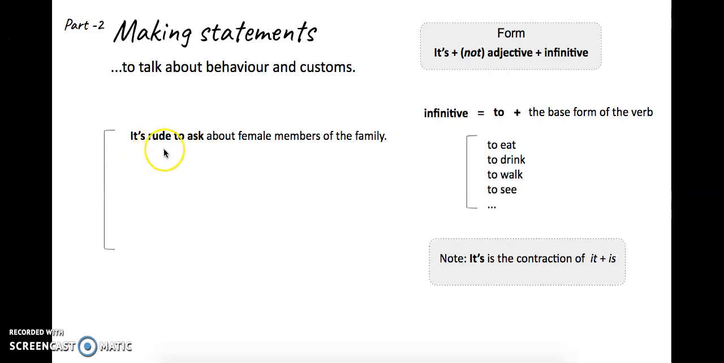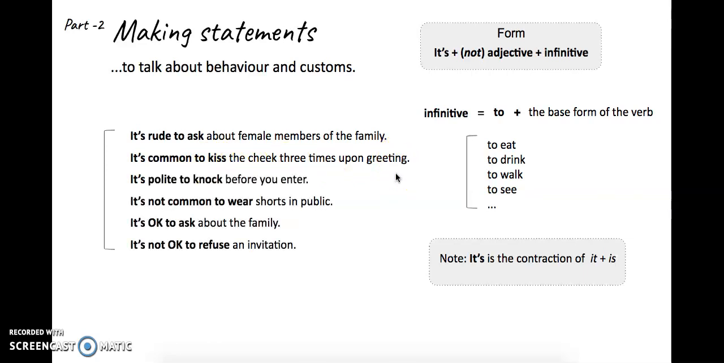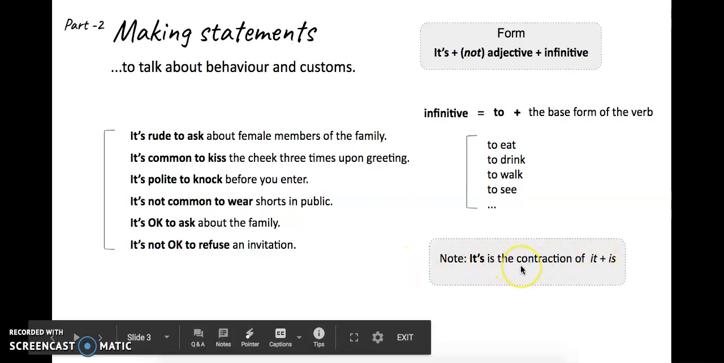Okay, let's have a look at some examples. It says here, it's rude to ask about female members of the family. So again, we're talking about behavior or customs. So you've got it's to begin with, plus the adjective, plus the infinitive, to ask. Okay? It's common to kiss the cheek 3 times upon greeting. So again, you've got it's, then you've got the adjective, plus the infinitive, and then the rest of the sentence. And many more. Please note, it's is the contraction of it plus is.